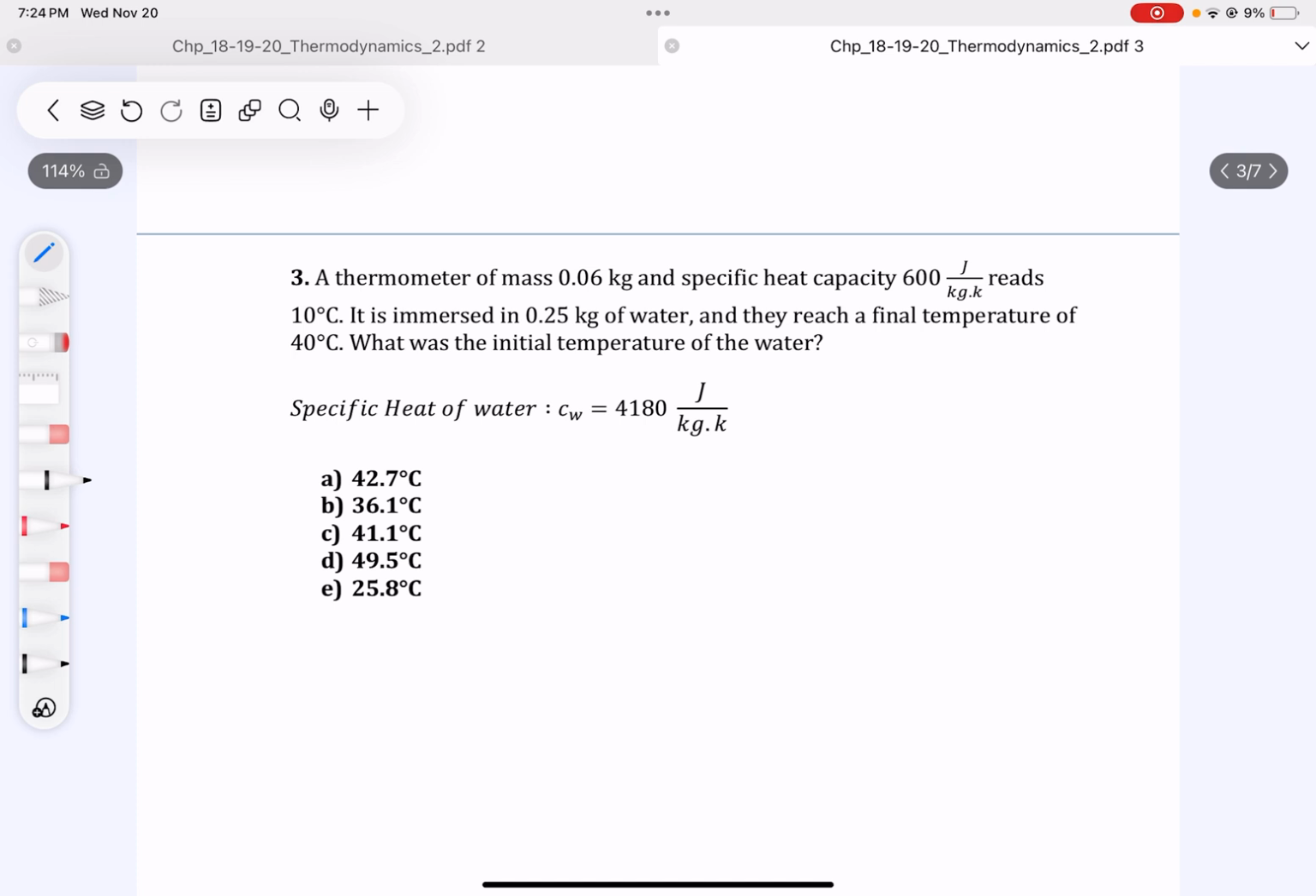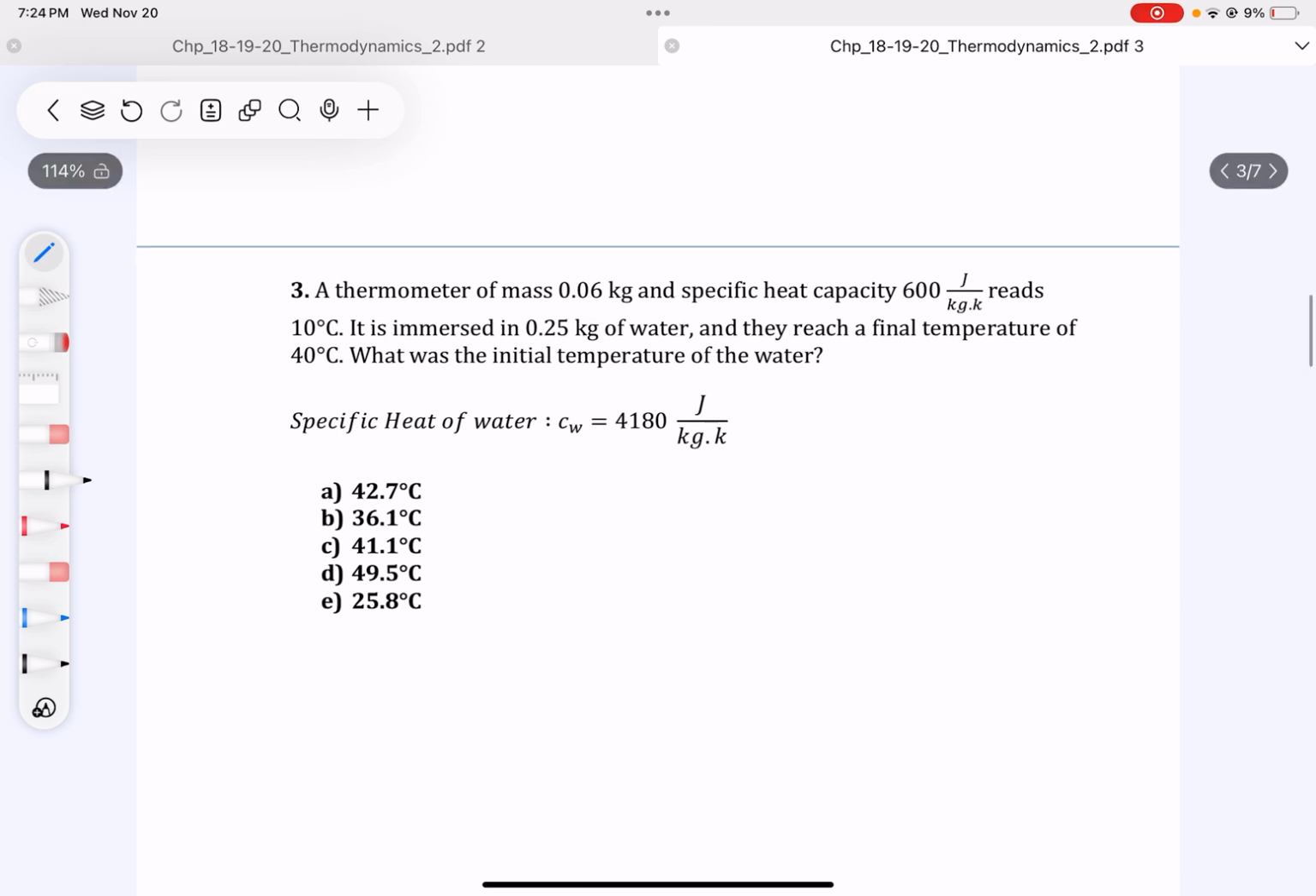A thermometer of mass 0.06 kilogram and specific heat capacity 600 joule per kilogram Kelvin reads 10 Celsius. That's the initial temperature of the thermometer. It's immersed in 0.25 kilogram of water and they reach a final temperature of 40 Celsius. 40 Celsius is the final for both thermometer and water. What was the initial temperature of the water? Here we have just one unknown, the initial temperature of the water. Here, what we do is we need to say that it's isolated.